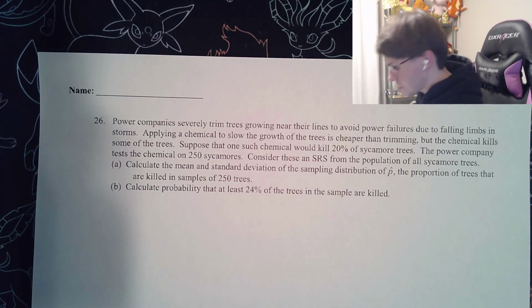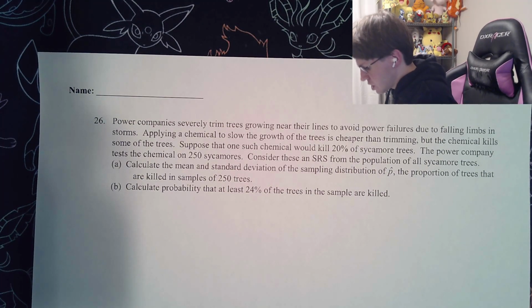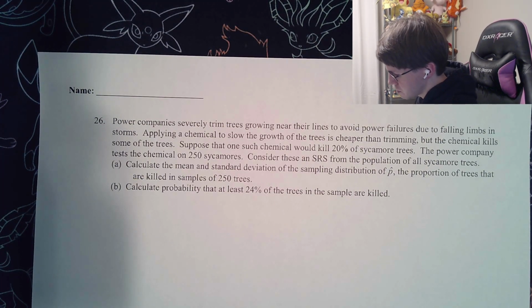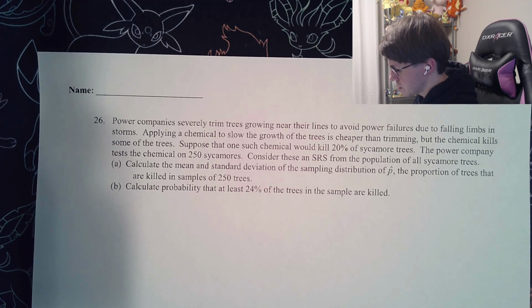Question 26: power companies severely trim trees growing near their lines to avoid power failures due to falling limbs and storms. Applying a chemical to slow the growth of trees is cheaper than trimming, but the chemical kills some of the trees. Suppose that one such chemical would kill 20% of sycamore trees.